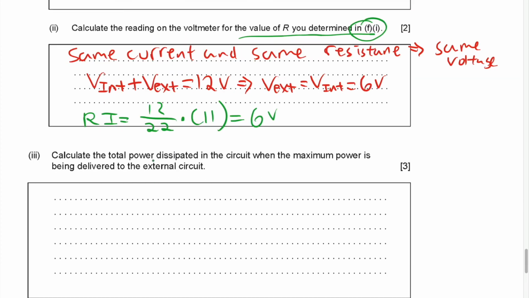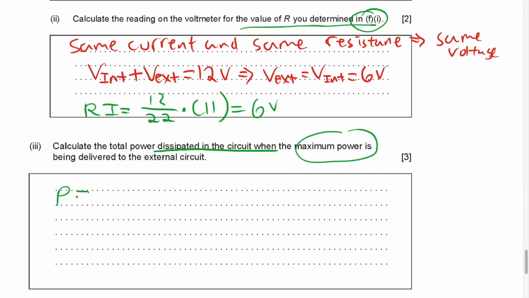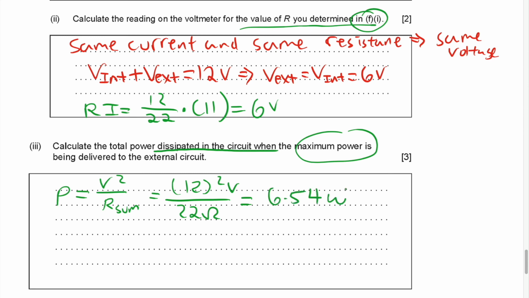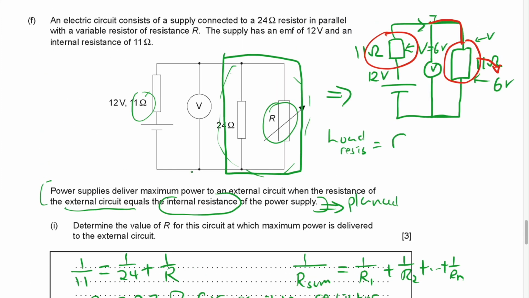Calculate the total power dissipated in the circuit when the maximum power is being delivered to the external circuit. So power is equal to voltage squared divided by the sum of resistance, which is equal to 12 squared divided by 22 ohm, right? And this will give us an answer of 6.54 watt.